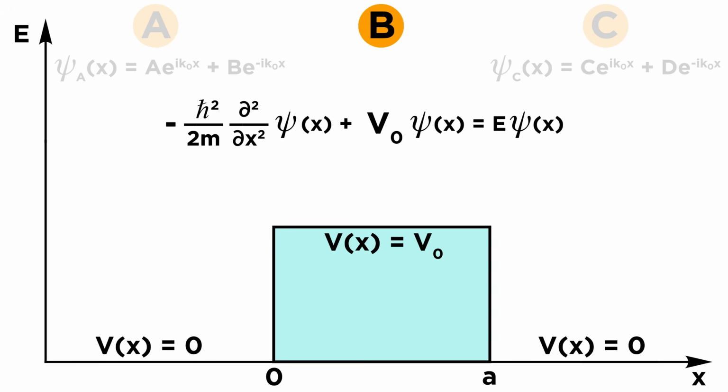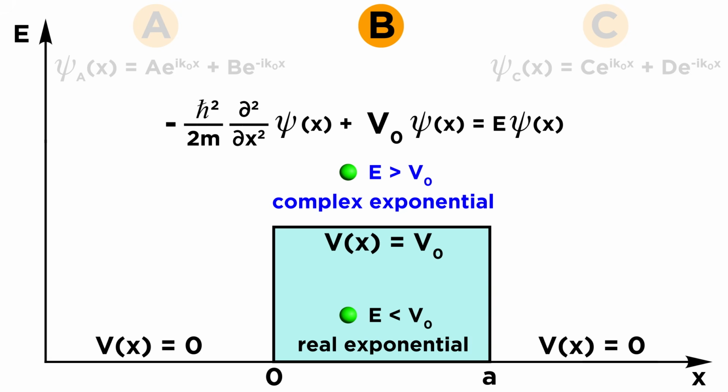So to summarize the main takeaway here, when the particle has an energy that is smaller than the height of the barrier, V0, we will use a real exponential, and when the particle has an energy that is larger than the height of the barrier, we will use a complex exponential.